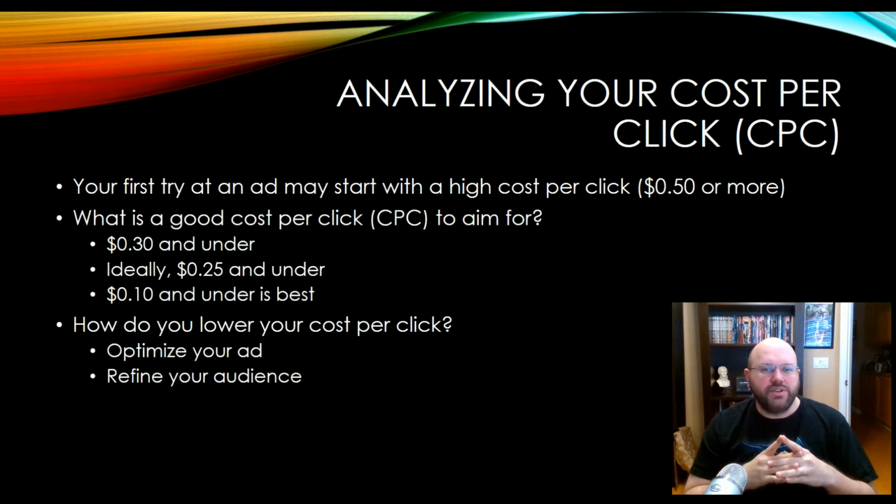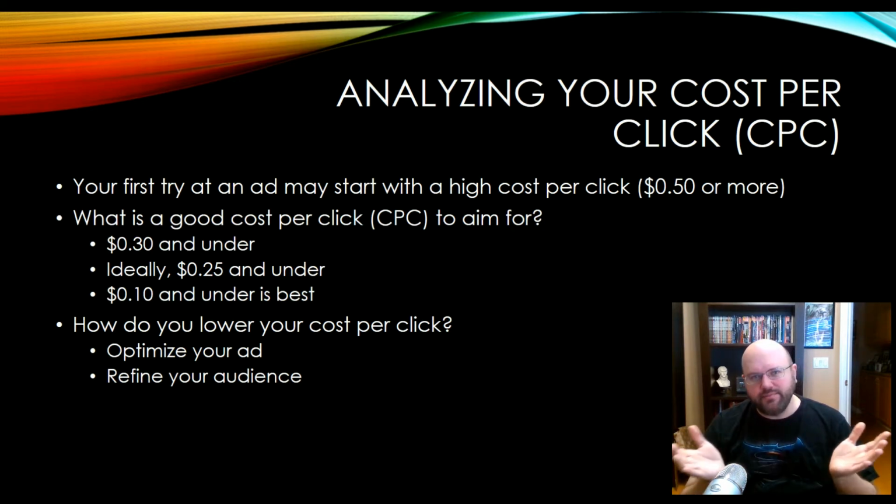So now the next question is, once you know what you're spending per click, how do you lower that cost? And basically, there's only two real ways that you can do that. The first is to optimize your ad, and the second is to refine your audience. Now, we'll get into how to do this later on in the presentation, but just know that there are ways to drop that cost per click. You're not stuck at paying a high price if that's what your ad starts off at.